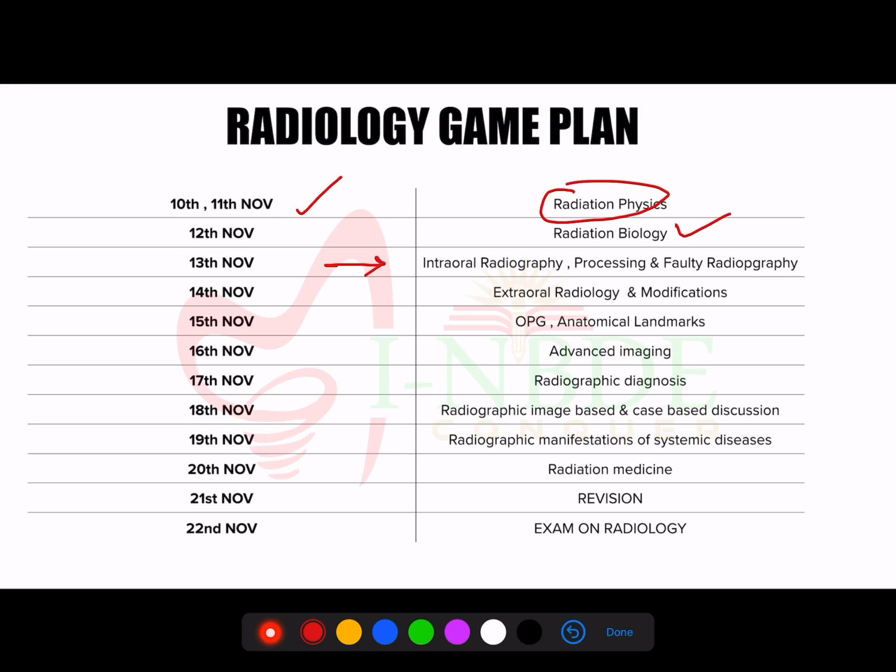On the 13th, in most of the books you read, intraoral radiology is mentioned as part of the techniques, nothing but intraoral radiographic techniques. Please do make a note about processing and faulty radiographs, which are combinedly given in most of your books. Then the extraoral radiographic techniques. Then you have anatomical landmarks, that is, normal anatomy. Radiographic normal anatomy is the topic in most of your books, which includes the anatomy discussion in the case of both IOPA as well as OPG.